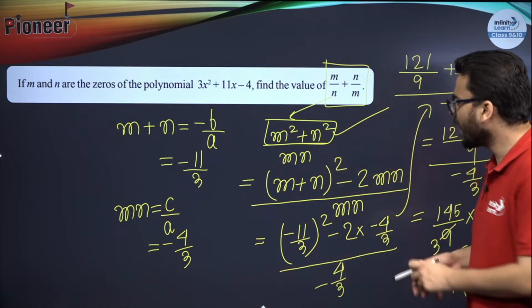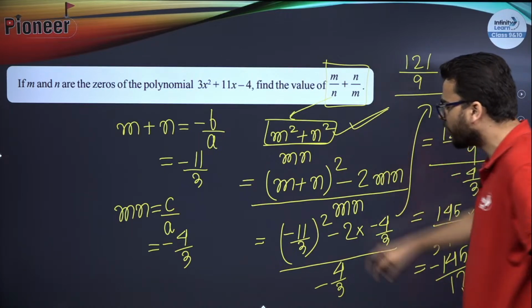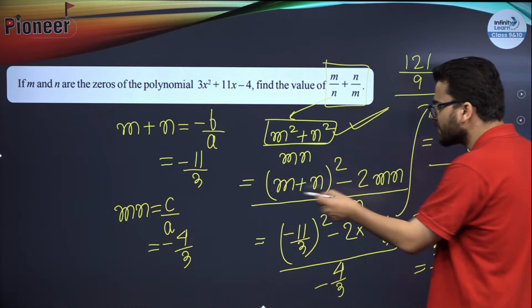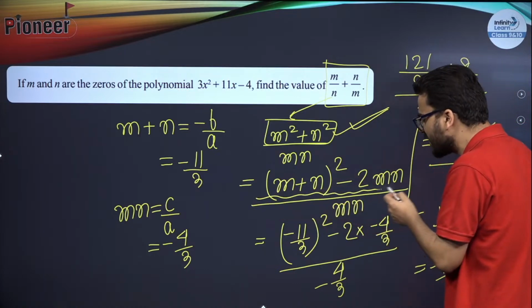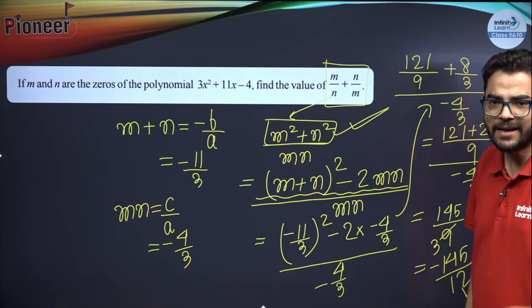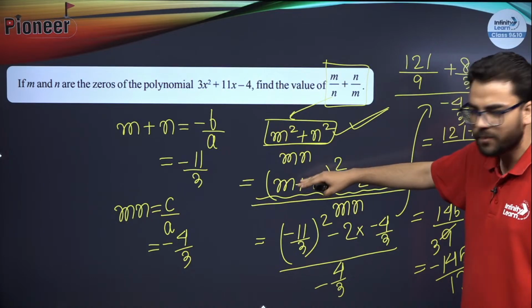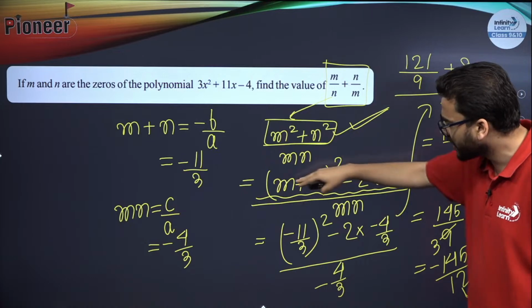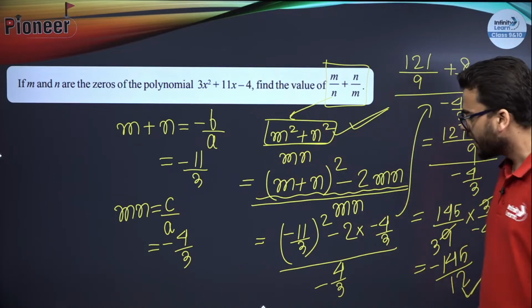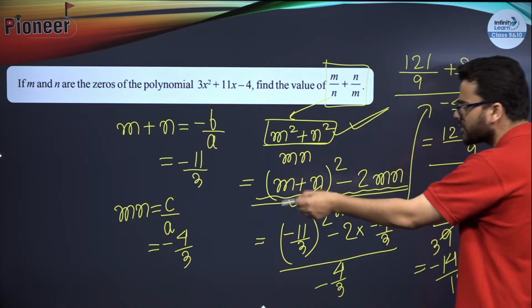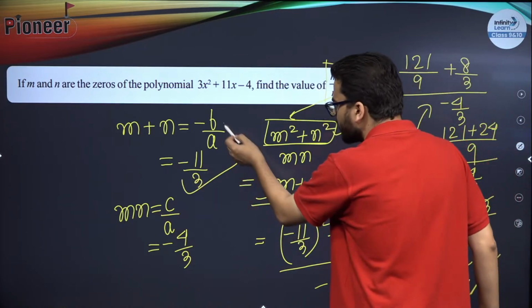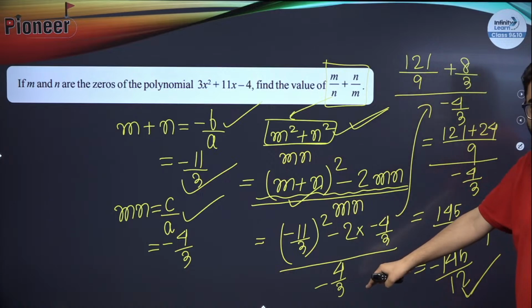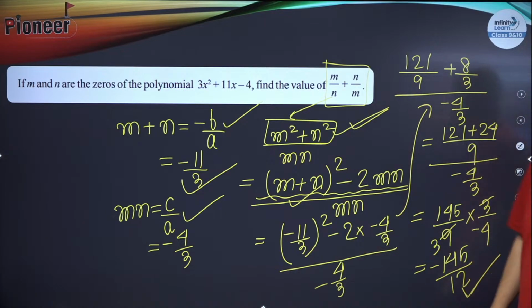So what I am doing, I am manipulating this expression in the form of m plus n the whole square and mn. So m square plus n square can be written like this, m plus n the whole square minus 2mn. You can check it because this is m square plus n square plus 2mn and minus 2mn you are cancelling it out. So therefore this is nothing but m square plus n square only. Now you know the value of m plus n, because for a quadratic polynomial sum of the zeros is minus b by a and product of zeros is c by a. Just put the values over here, you'll get the answer. Just simplify. I hope it is clear.